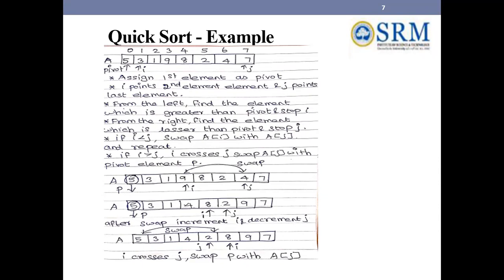Now compare. A of I is greater than the pivot, condition satisfied, and A of J is less than the pivot, condition satisfied. Now I is less than J, so swap A of I with A of J. So 8 and 2 are swapped, and after that increment I, decrement J. Now I crosses J. In that case, if I crosses J, J is the location of the pivot element, that is the split point. Now swap the pivot element with A of J.